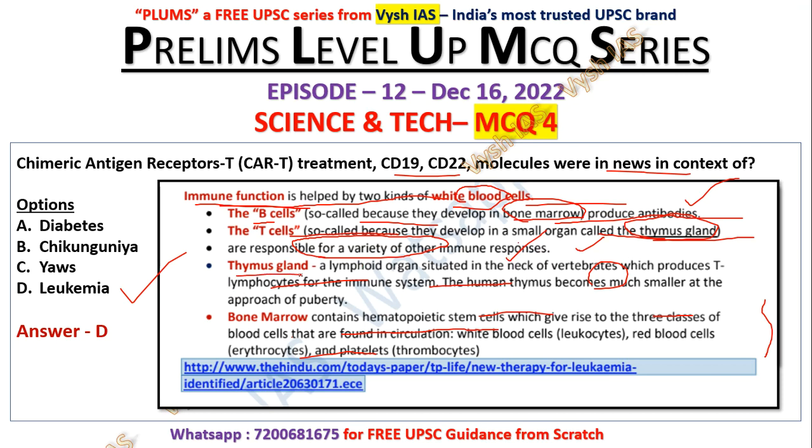Now the thymus gland, what it is, the bone marrow, what it is, the science-related things, you can read here. A small organ and a big organ, and stem cells are present. So these kinds of basic things you can read. This is again a Hindu article on the new therapy for leukemia.